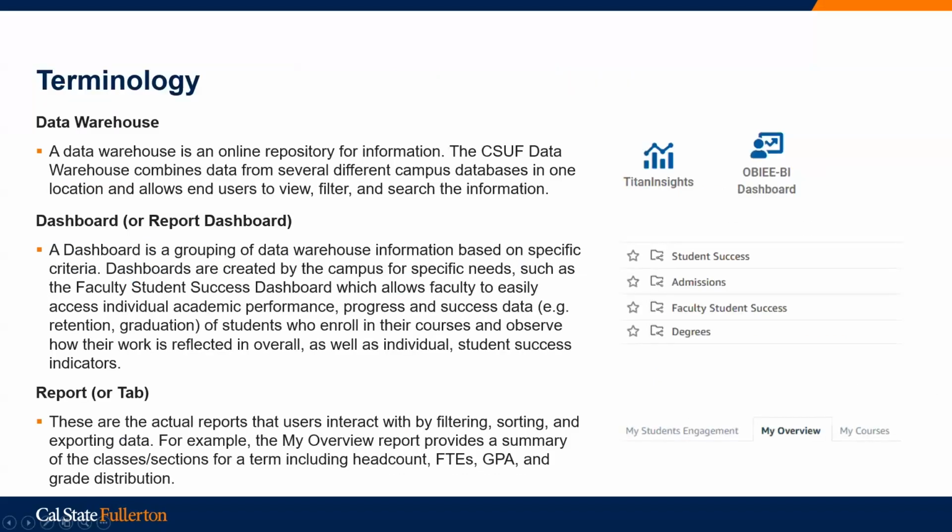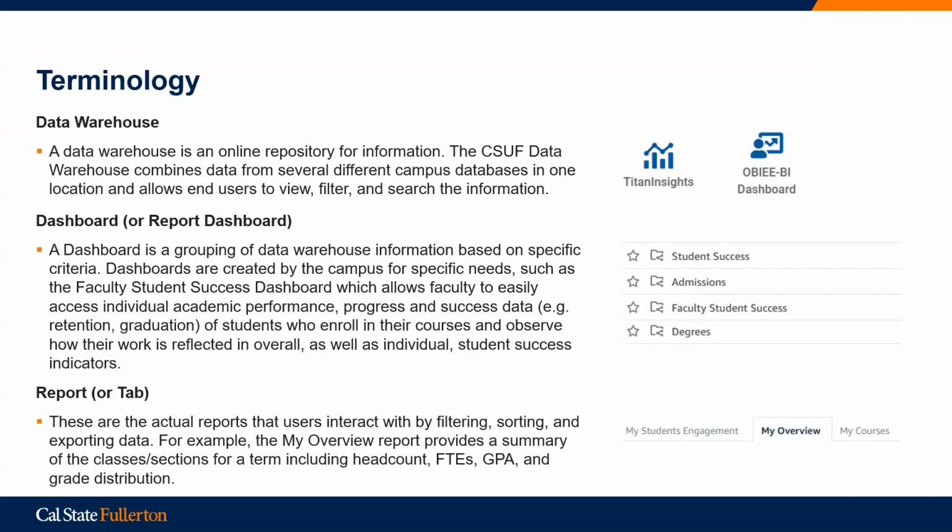So just a bit of brief terminology so that I'm not using anything that you're not familiar with. Data warehouse. This is an online repository for information. Our data warehouse combines a bunch of different sources of data into one place so that it makes it easy for users to view, filter, search information, create your own reports, essentially. At the moment, we have two data warehouses, Titan Insights, which is what we're talking about today, and then you might be familiar with OBIEE. That's our older data warehouse.